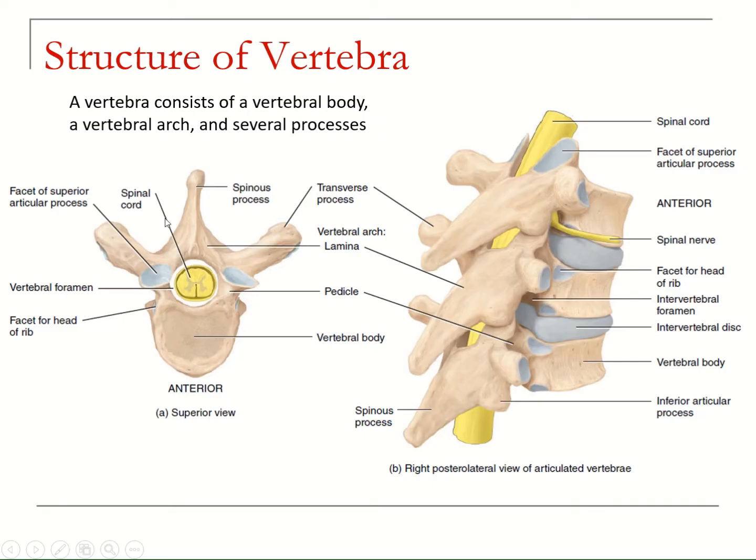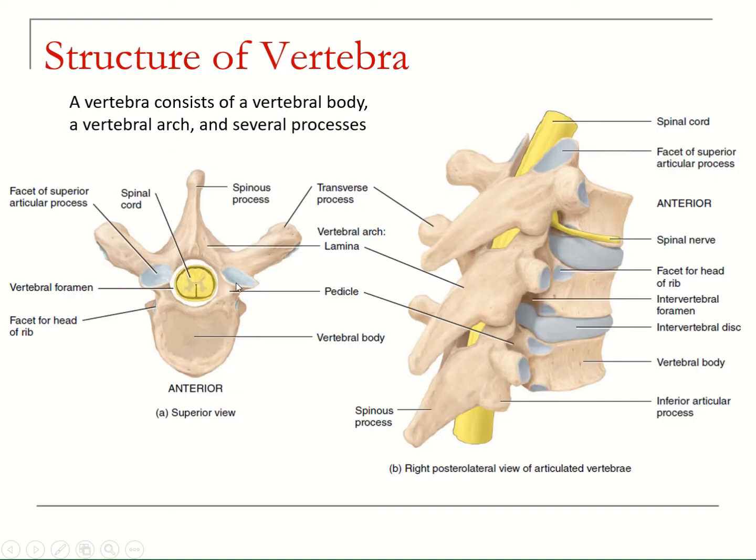Okay, a superior view of the vertebra. This is the anterior. This is the posterior part. So this is the vertebral body. This is the arch. Once the arch connects with the body, it forms a hole over here, or a foramen. We call this your vertebral foramen. So your spinal cord is found in the vertebral foramen.